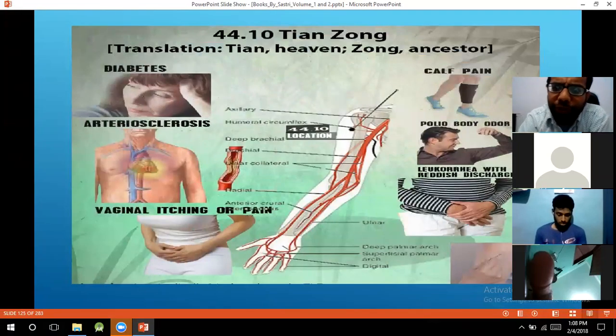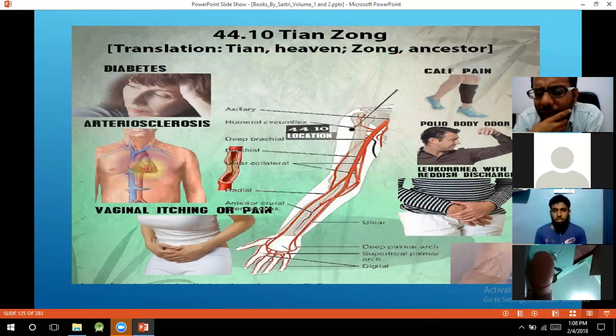Now comes 44.10. Whenever there is calf pain, or the patient is suffering from diabetes, use it. Whenever there are a lot of problems, you have to combine certain points. Especially, you can use one midline, one 3-tooth needle directly on the midline, and combine it with 44.10, especially split 9 and split 9B and split 10 and 6. It gives very good results in diabetes, especially type 2 diabetes mellitus.